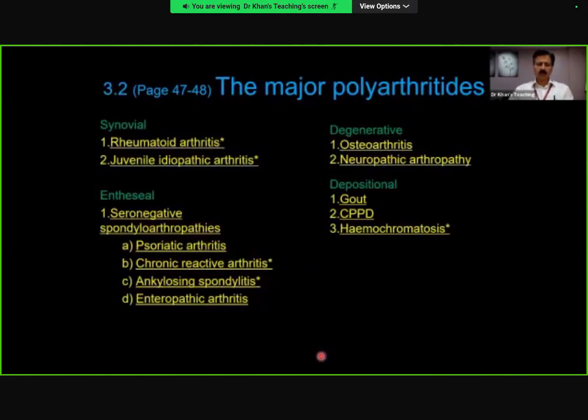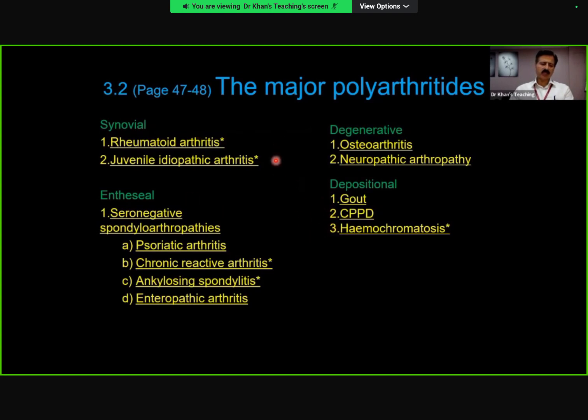These are the major problems which we will learn today. As far as synovial is concerned, we'll see rheumatoid arthritis and then JIA. And physeal, as in seronegative arthropathy, which includes psoriatic arthropathy, chronic reactive arthritis, Angstbone or ankylosing spondylitis, enteropathic arthritis, and then degenerative, and finally depositional, as in gout, CPPD, hemochromatosis.